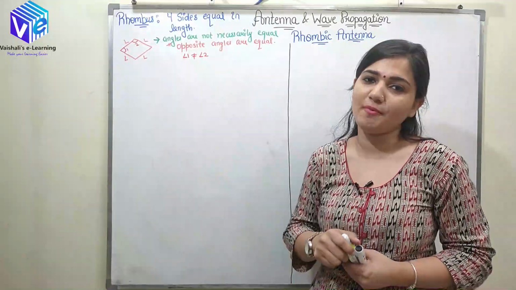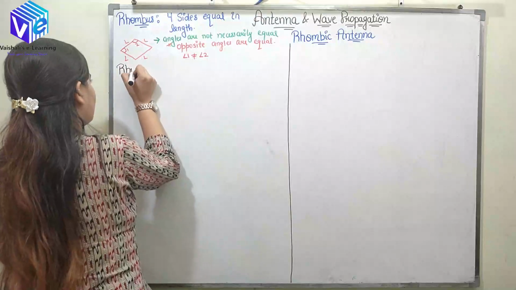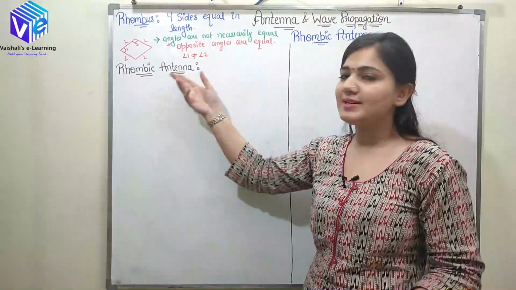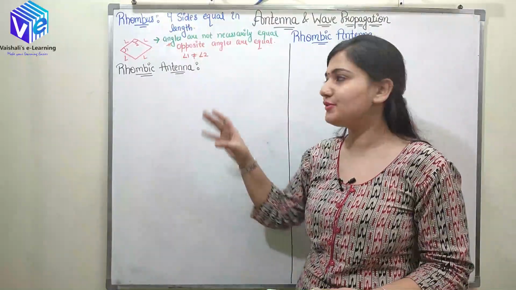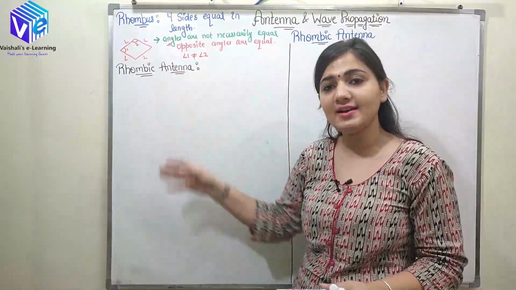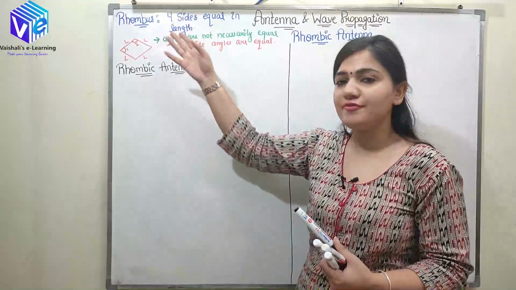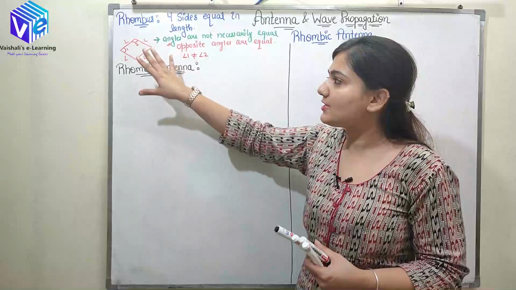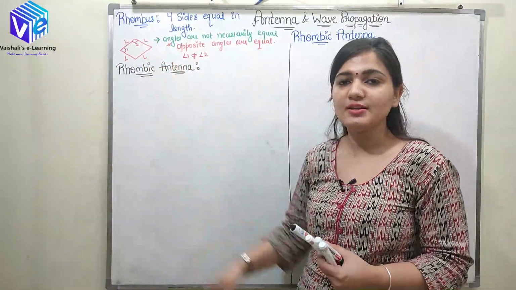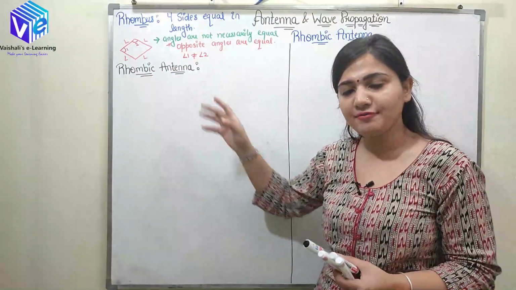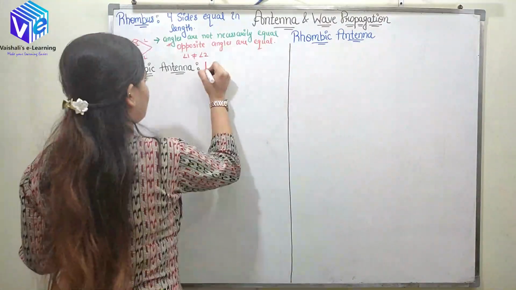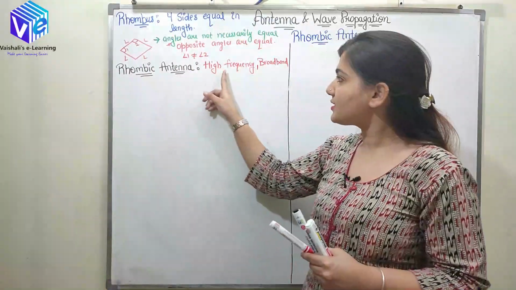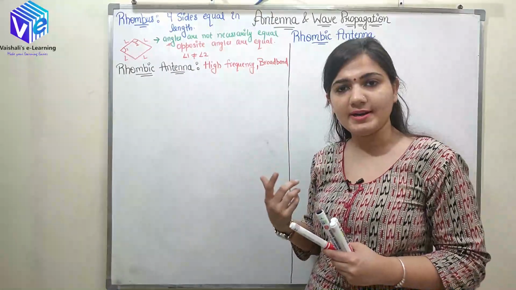Now coming to the rhombic antenna. This word is derived from the rhombus only. So the structure of the rhombic antenna is similar to the structure of a rhombus. I hope you must now be imagining the structure of the rhombic antenna. I must tell you it is a high frequency antenna. The rhombic antenna is a high frequency broadband antenna.